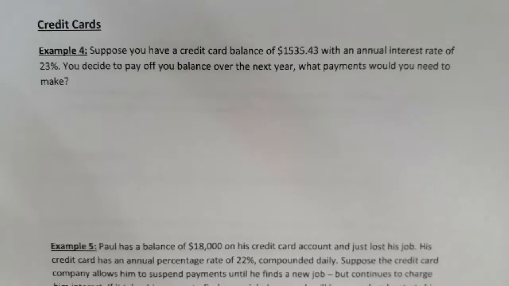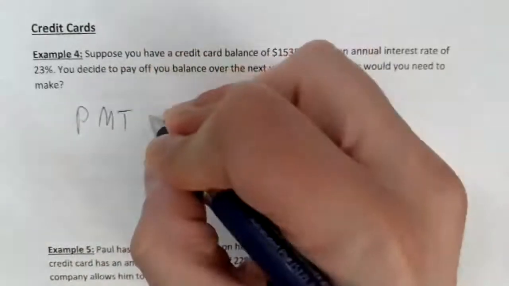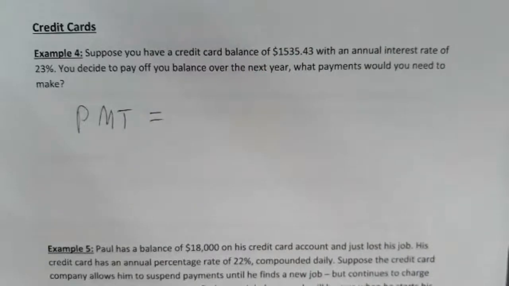Okay, so suppose you have a credit card balance of $1535.43 with an annual interest rate of 23%. You decide to pay off your balance over the next year. What payments would you need to make? Okay, so we want to know the payments we would have to make if we want to pay off this thing in 1 year. So we're going to pay it off in 12 payments in 1 year. We have 1535.43. That is our principal on this balance.